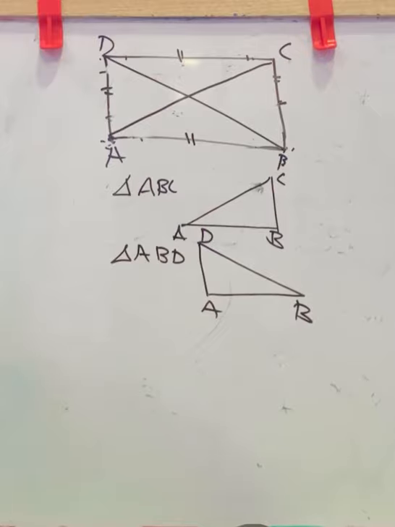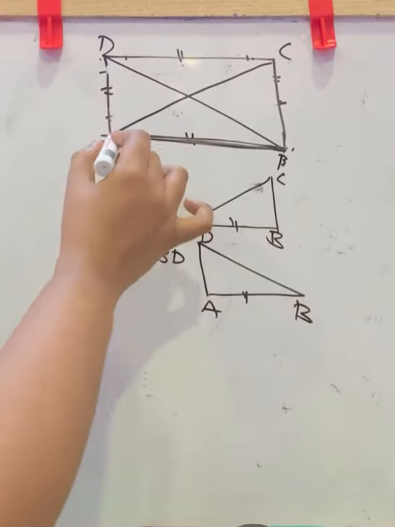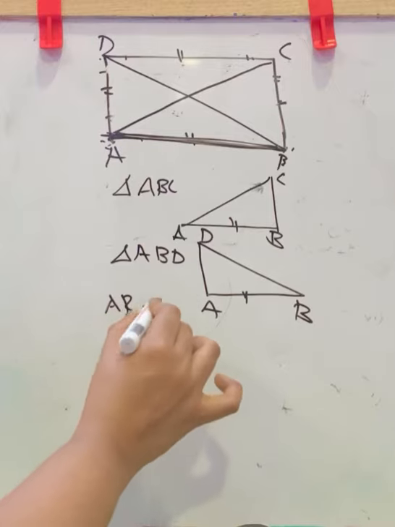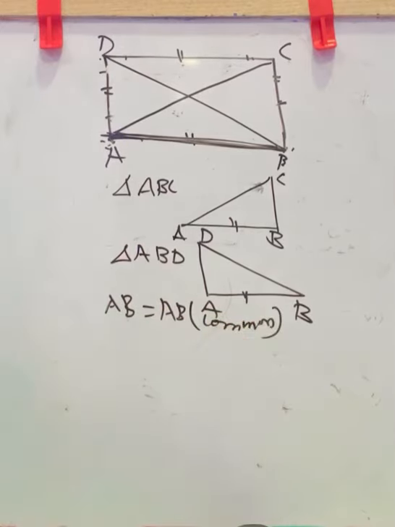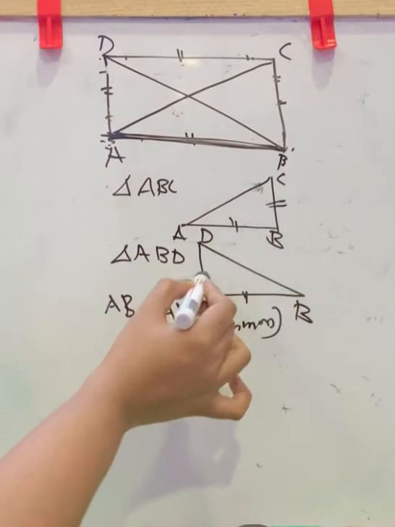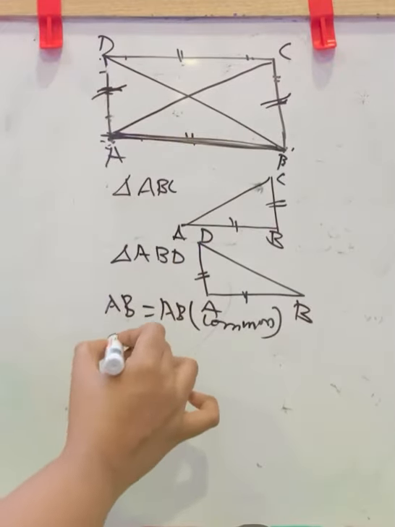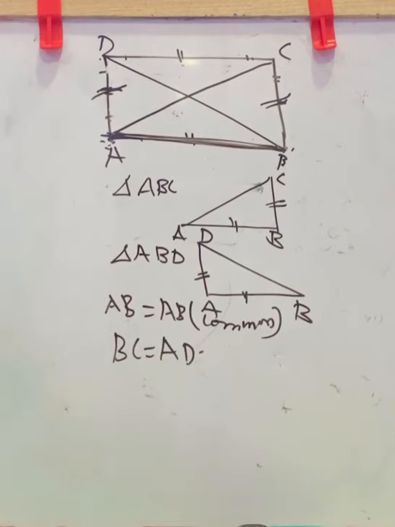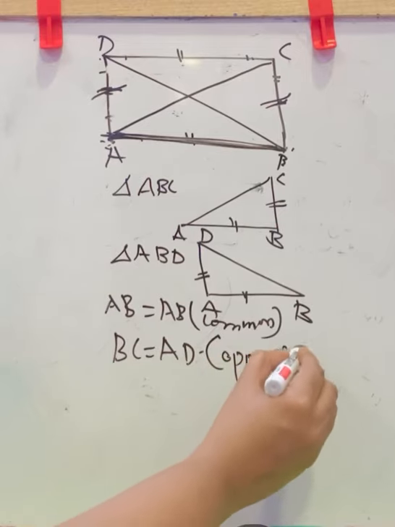Here, in these two triangles, AB and AB are common. They are lying on the same line segment. Can you see it? AB equal to AB, common. Next, BC equal to AD. Here, this is BC and this is AD. We know BC equal to AD because it is a parallelogram too. In that, opposite sides are equal. Opposite side lengths are equal.